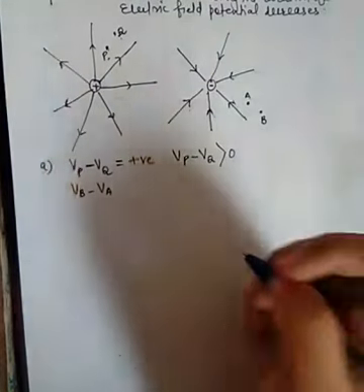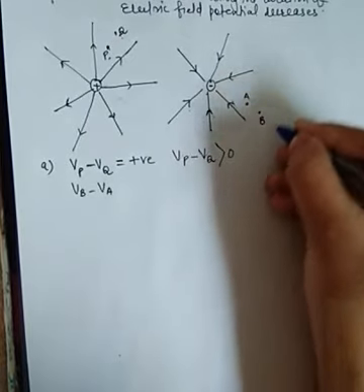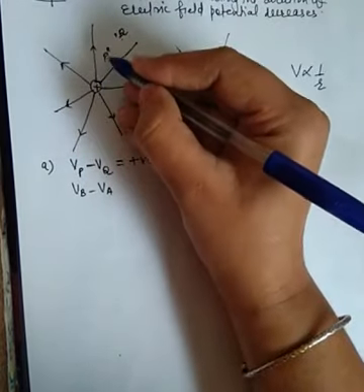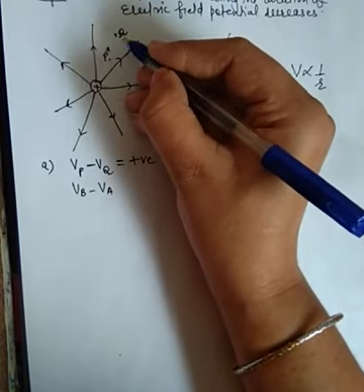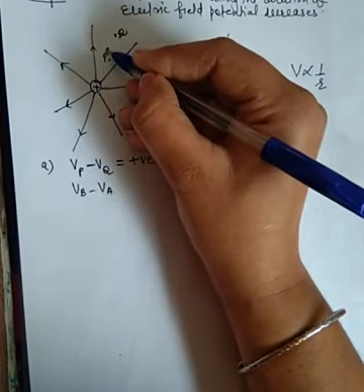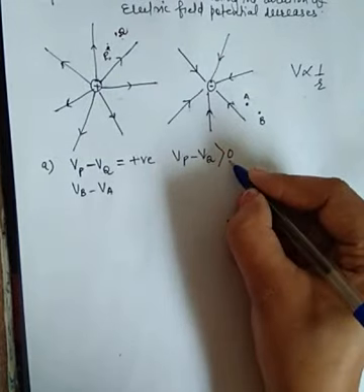You can learn it in an alternative way. As we know that V is inversely proportional to r. As distance increases, potential decreases, so its potential will be smaller. As distance is small, potential is more, so its potential will be larger. So Vp minus Vq will be positive.